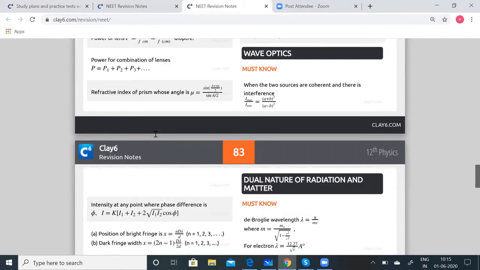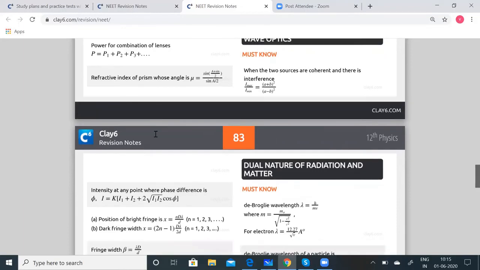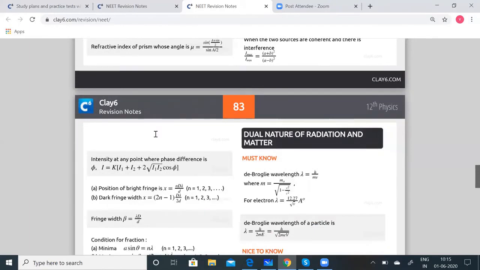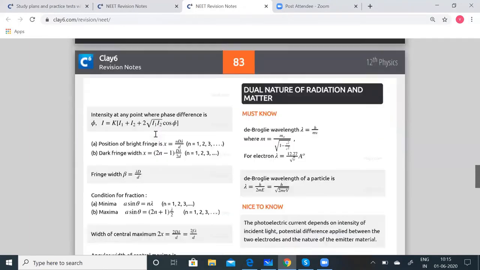Make a note of all the formulae and the concepts behind them, and make yourself thorough with these, because these 2 lessons are very, very important. I'm insisting again and again. So make use of the NEET notes.